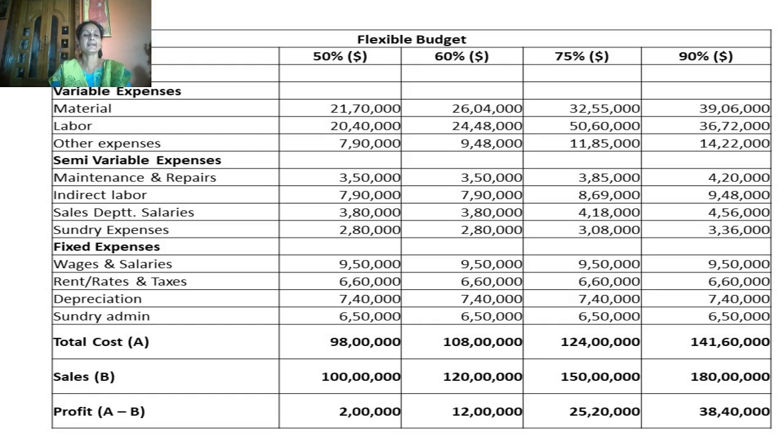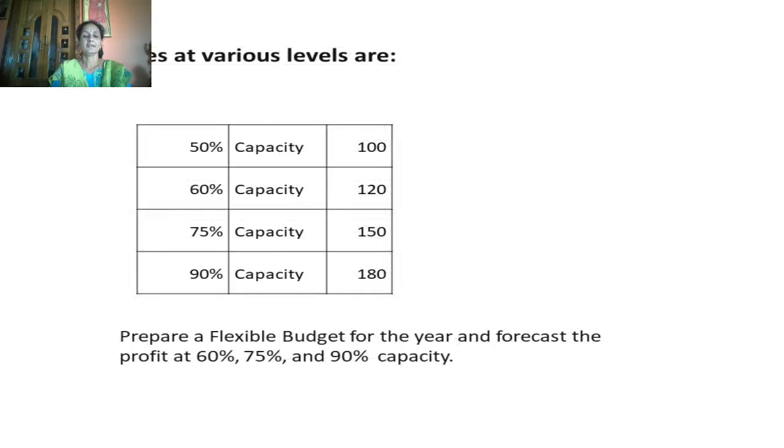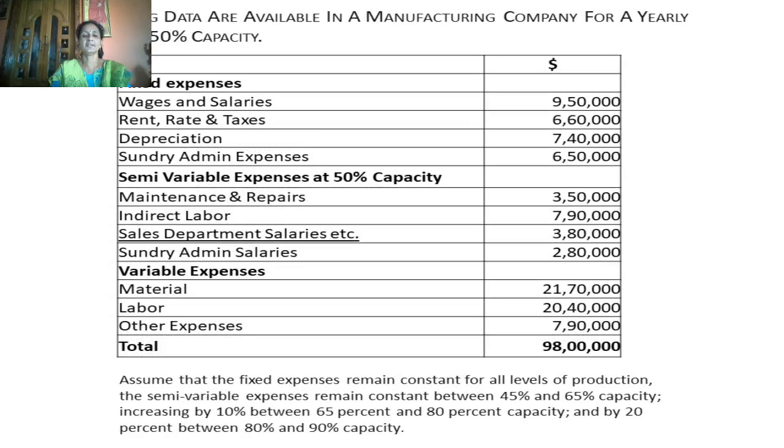Same way, indirect labor, say salaries, sales department salaries and sundry expenses. All this remains the same at 60% level of capacity. But when you come to the 75%, we will check what they have given for 75% capacity. In the problem, they have mentioned that increasing by 10% between 65% and 80% capacity. So there will be a hike or increase by 10% when the level of capacity increases between 65 and 80.